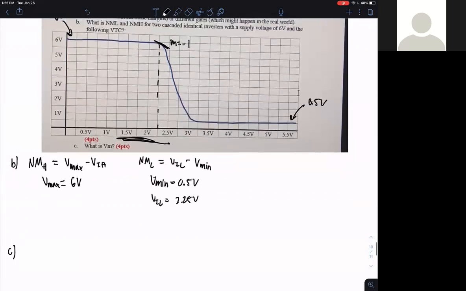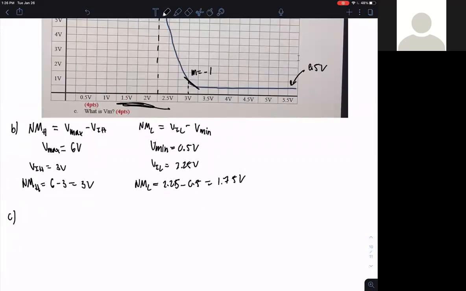And in order to find V input high, similarly, we can find where the slope is also -1 and it's also touching the input high area. So right here, and then we can just say that's about 3 volts input high. Now that we have all the parts of the equations, we can just plug them in. 6 minus 3 equals 3 volts for the noise margin high. And for the noise margin low, we can do that as well: 2.25 minus 0.5 is equal to 1.75 volts.